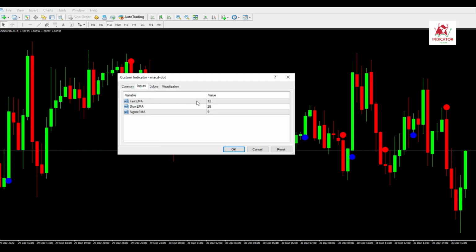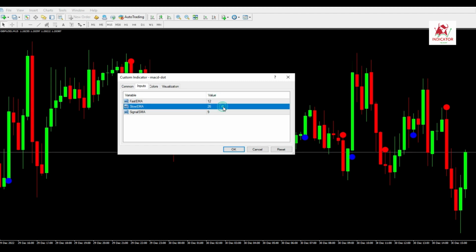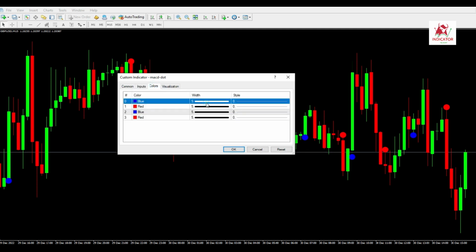Trading signals: for a buy, a blue dot appears below the candlestick. For a sell, a red dot appears above the candlestick. Use in conjunction with trend indicators, ADX, MAs, to trade in the direction of the overall trend.